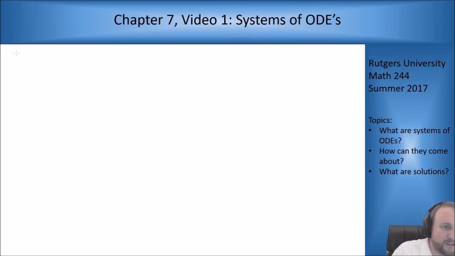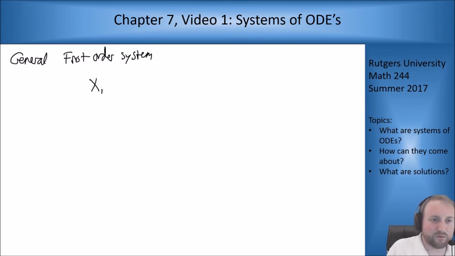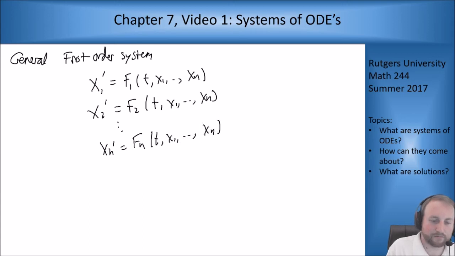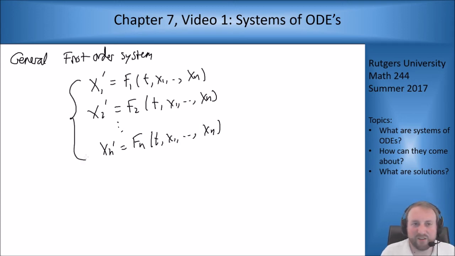Well, the general first order system is something like x1 prime equals f1 of t, x1 through xn, x2 prime equals f2 of t, x1 up to xn, and xn prime equals fn of t, x1 up to xn. This is our general first order system, and it only involves first order derivatives of each of the functions, and we assume we can put those on the left-hand side, and then we just get expressions in terms of all the functions on the right.